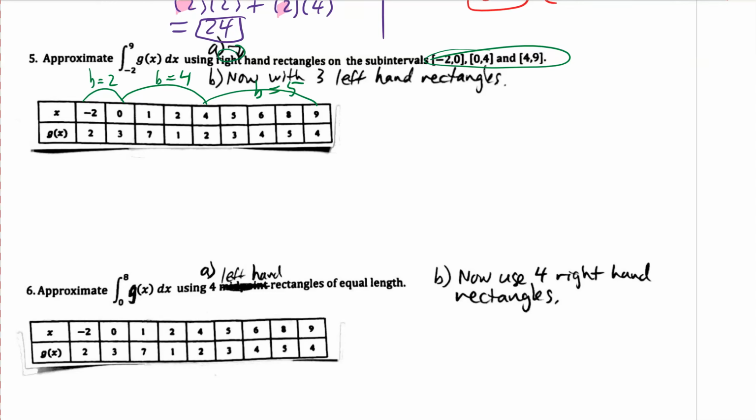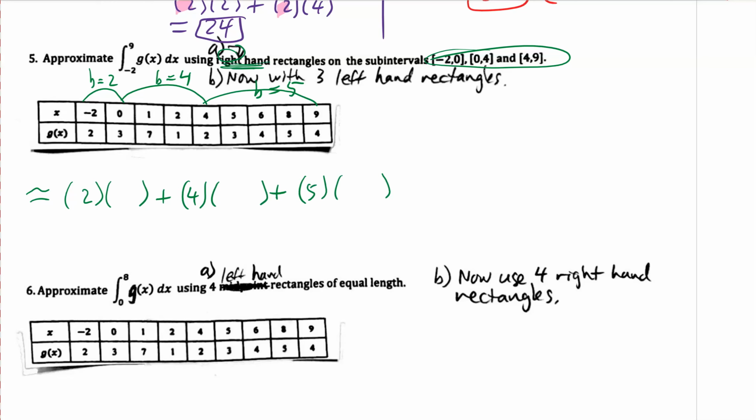So our integral area is going to be approximated by a base of 2 and a height that we will find in a second, plus a base of 4 with a height that we'll find in just a second, and a base of 5 and a height that we will find in just a second. All right, now it's time.